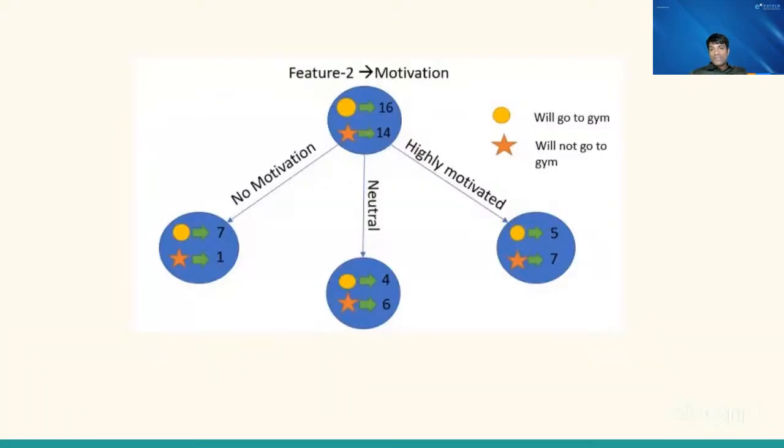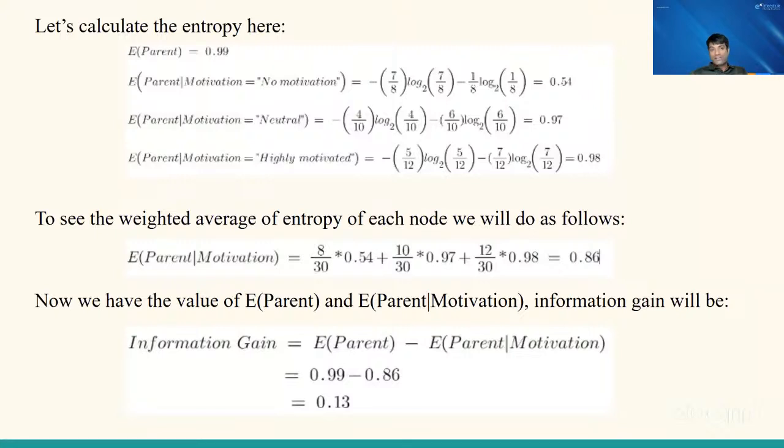So in those 16 who are going for gym, 7 are having no motivation, 4 are neutral, and 5 are highly motivated. Those who are not going for a gym, 1 plus 6 is 7, 7 plus 7 is 14. So in that, those who are not going for a gym, highly motivated are 7, neutral is 6, and no motivation is 1. This is how you calculate the entropy. Again, if you calculate the entropy, you're getting an entropy of 0.99.